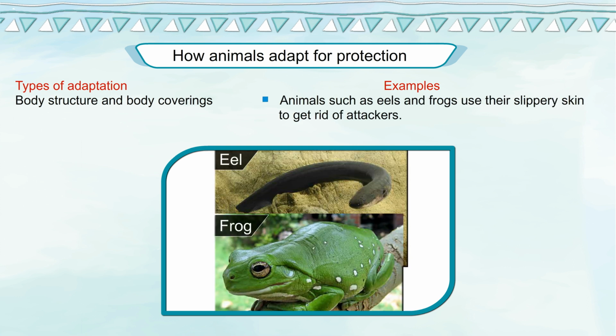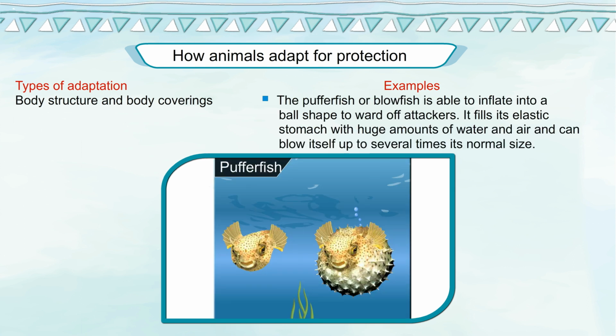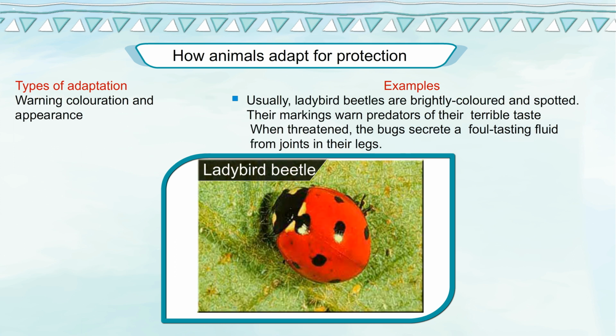Animals such as eels and frogs use their slippery skin to get rid of attackers. The pufferfish or blowfish is able to inflate into a ball shape to ward off attackers. It fills its elastic stomach with huge amounts of water and air and can blow itself up to several times its normal size. Warning, coloration and appearance.